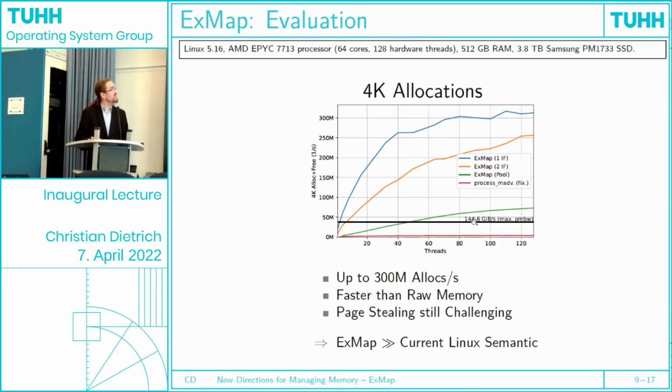And I have here the black line up here, which is the raw memory speed that your DRAM can provide you. On this experiment machine, the DRAM really gives you a sequential read of 144 gigabytes per second. So when the operating system can provide 4K pages faster than this threshold, probably we don't have a bottleneck in our operating system anymore. So we have here 3 different lines for our XMAP.